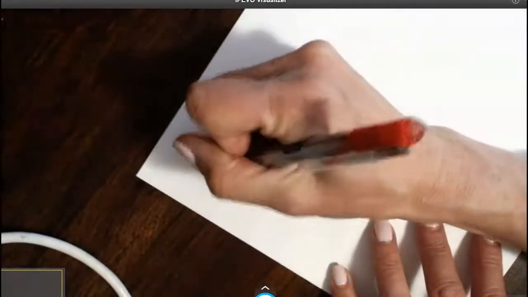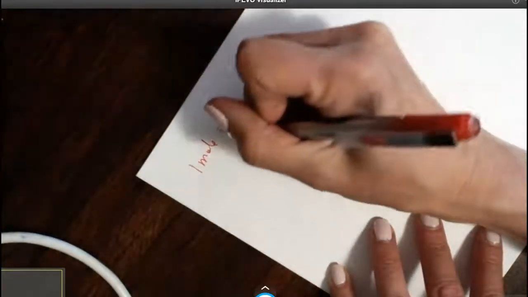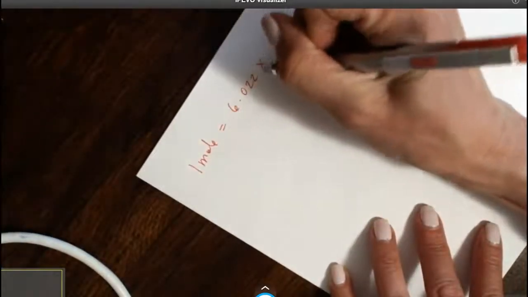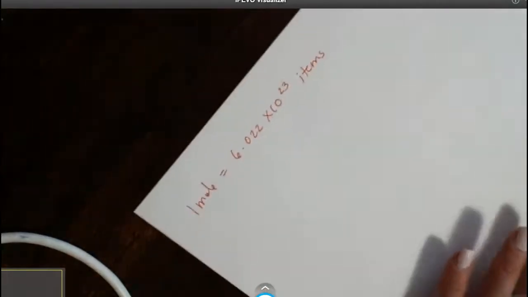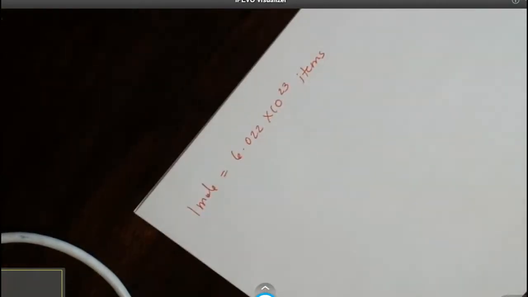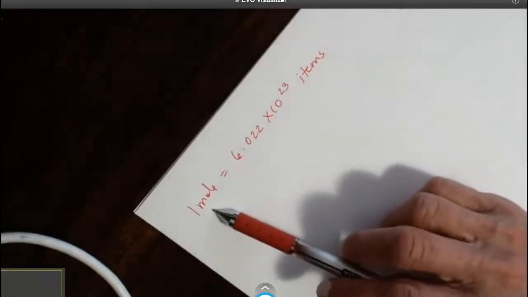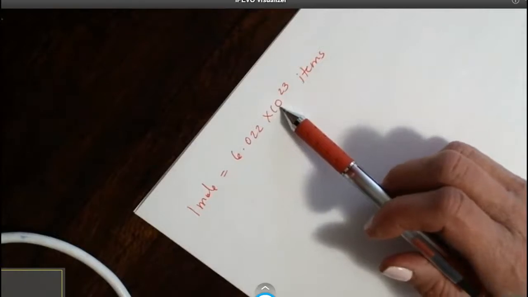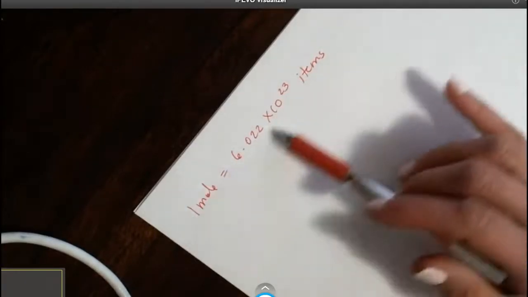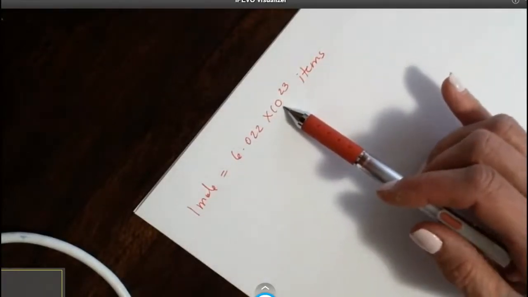Okay, so a quick reminder: 1 mole is equal to 6.022 times 10 to the 23rd items. And again, those items could be atoms, molecules, ions, anything that is very, very small. First of all, it's easier to work in moles than it is with very small particles. 1 mole is going to group this many things, which makes things a lot easier.